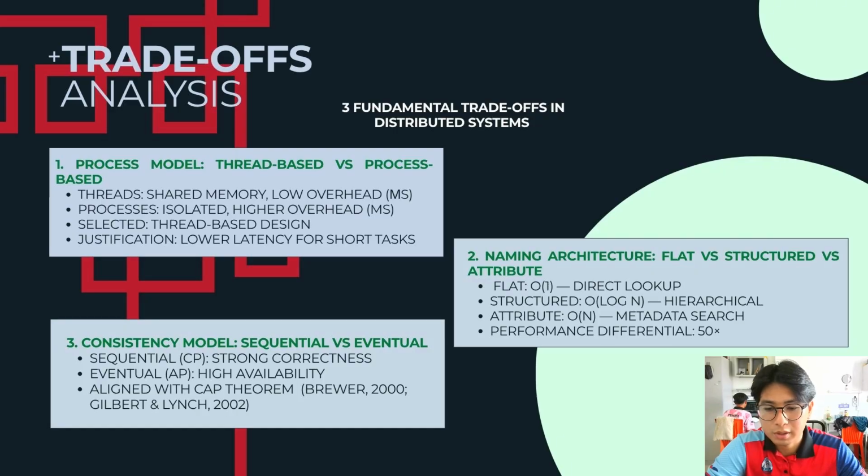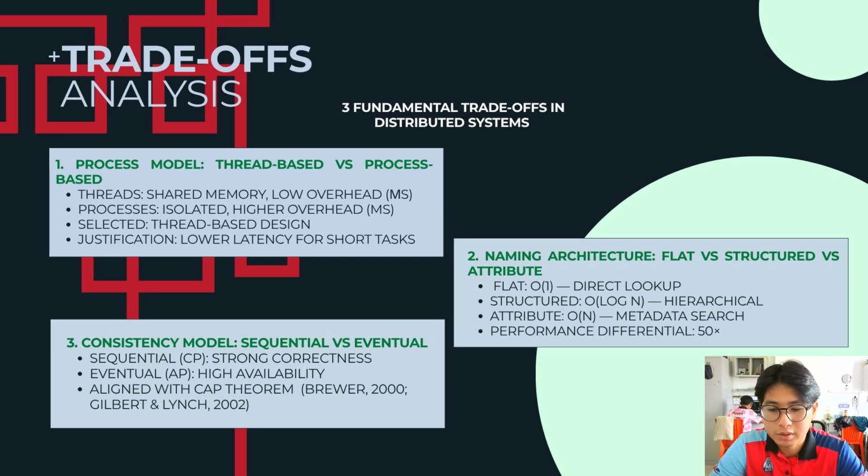First, we compare thread-based and process-based execution. Threads share the same memory space, allowing faster communication and lower resource consumption. Processes provide better fault isolation, but they require inter-process communication and consume more resources. Therefore, threads were more suitable for our system because our workload involves frequent access to shared data. Next, we analyze three naming approaches: flat naming, structured naming, and attribute-based naming. We adopted a hybrid naming strategy that combines all three.